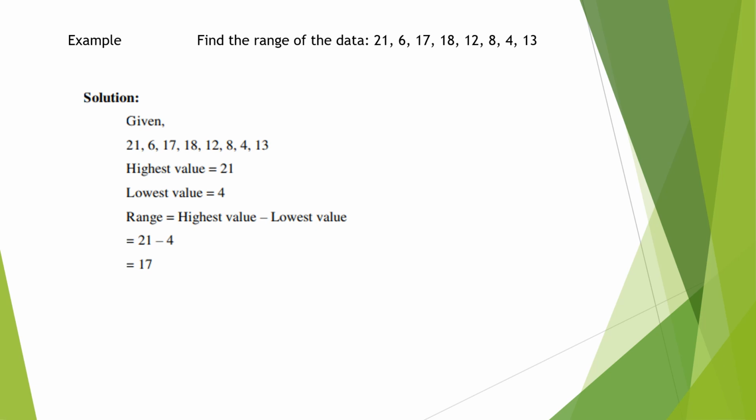For example, find the range of the data 21, 6, 17, 18, 12, 8, 4, 13. So this is an individual observation. Here the highest value is 21 and the lowest value is 4. We apply the formula: range is equal to the highest value minus the lowest value, which gives the value of 17. So this is the example of an individual series for finding the range.